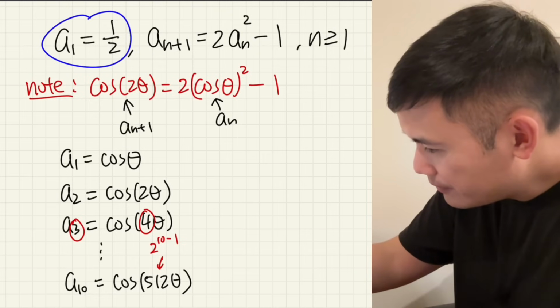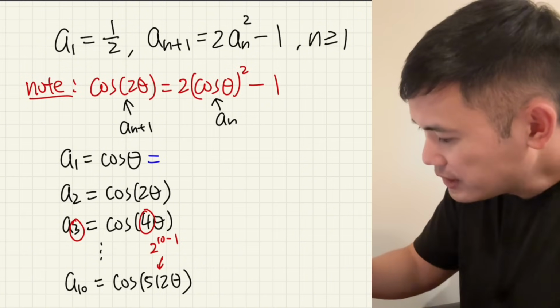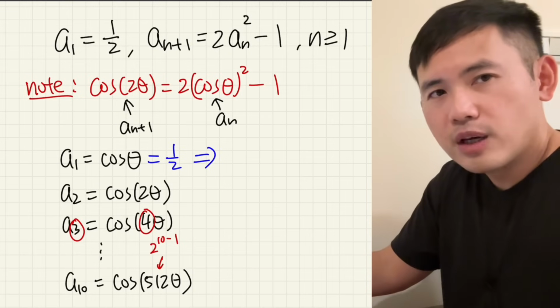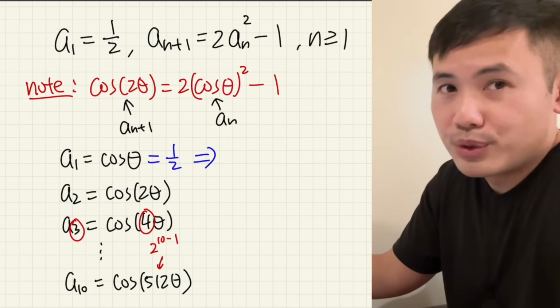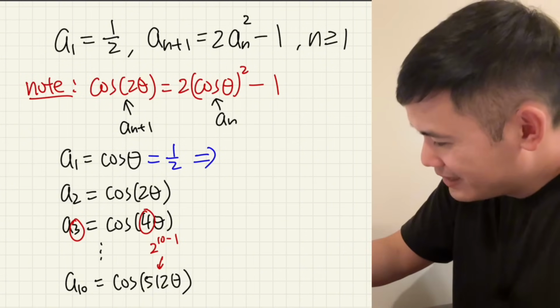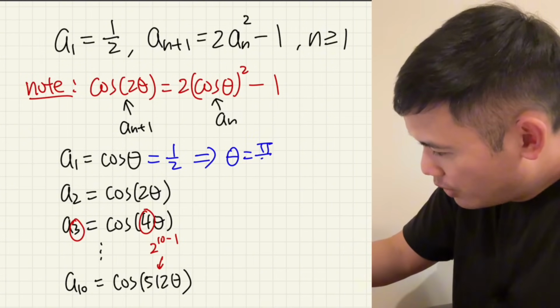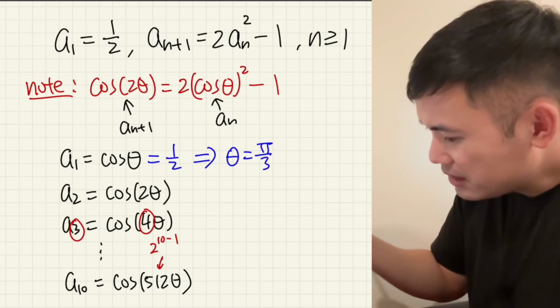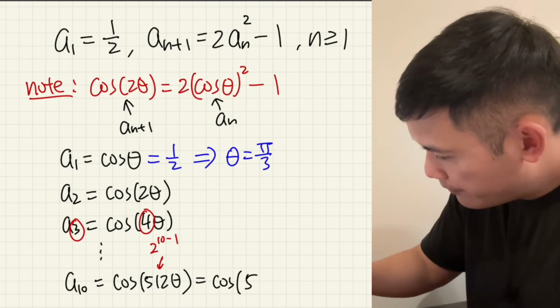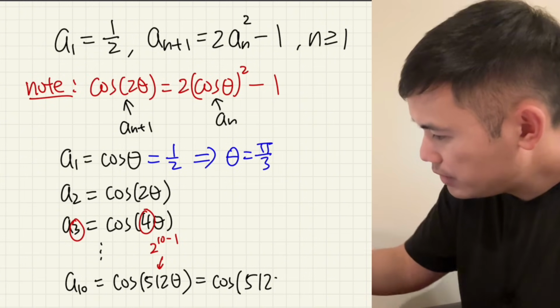Now, we know that a1 is equal to 1/2. So, from here, we can see that cosine theta has to be 1/2. Okay, cosine of what angle will be 1/2? We can use what? 60 degrees, which is pi over 3. So theta is equal to pi over 3. So that means a10 will just be cosine of 512 times pi over 3.